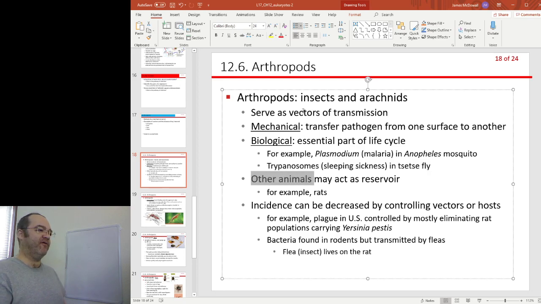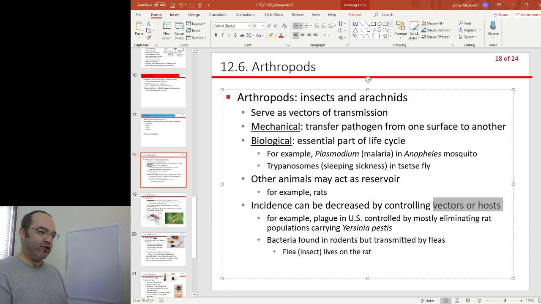When we talk about vectors and transmission by insects and arachnids, we go back to the idea of reservoirs. So rats, for example, rats and plague, or indeed those prairie dogs and the plague. The prairie dogs are a reservoir for the plague, but a human being passing past the burrow of a groundhog isn't going to get infected. We need the flea to bite the groundhog, get the bacteria, and then we need the flea to bite the human and pass it on.